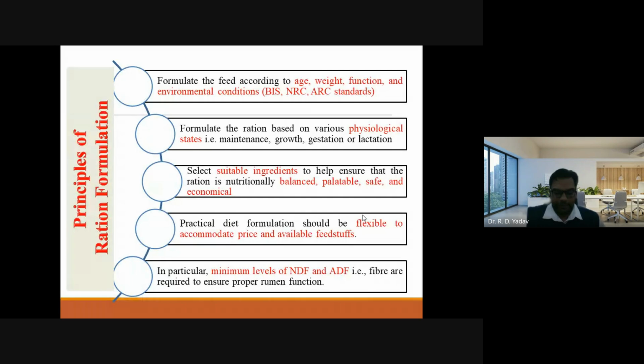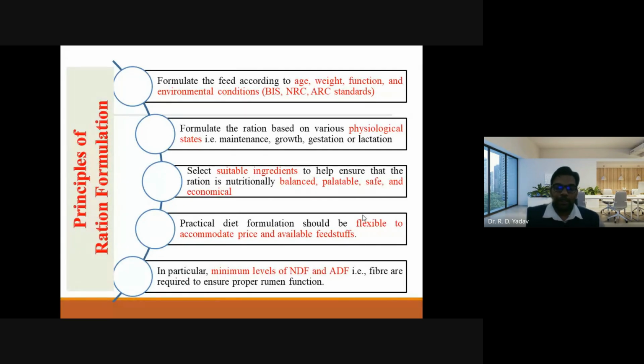When we are going to formulate a ration, we have to consider the animal's age, weight, functions, and environmental conditions. Many standards, like BIS and ARC standards, are given for requirements, to formulate a ration for various physiological stages like maintenance, growth, gestation, and lactation. Then select suitable ingredients to ensure the ration is nutritionally balanced, palatable, safe, and economical. Practical formulation should be flexible to accommodate price and available feedstuff.